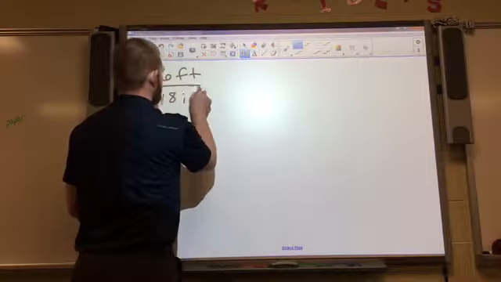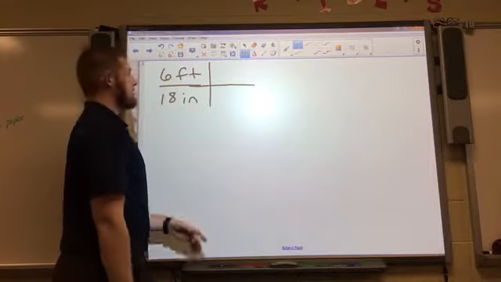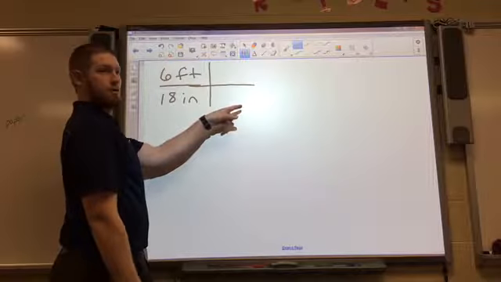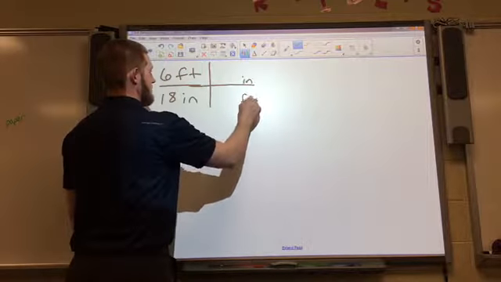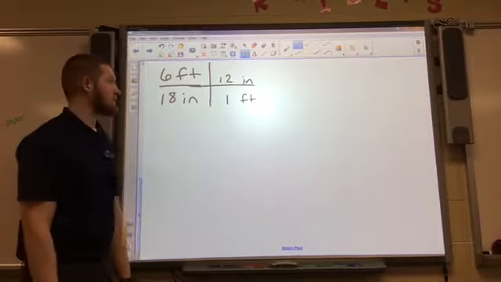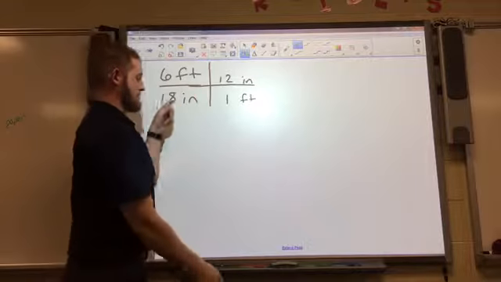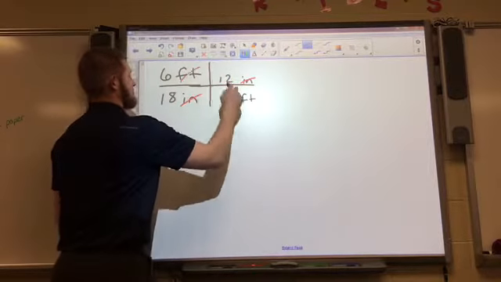Okay. So when I set this up, what needs to go on top? Inches. And on bottom? So how many inches are in a foot? So there's 12 inches in 1 foot, correct? Okay. Can I reduce, Carson? Okay. My inches, my labels are gone.